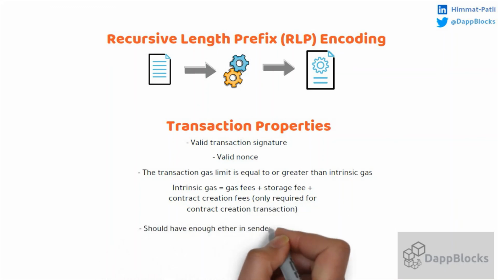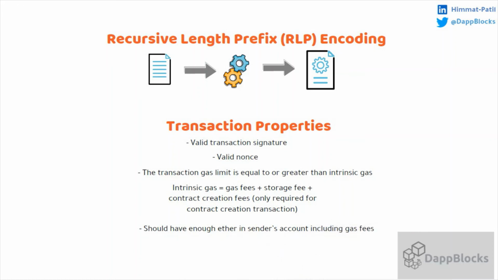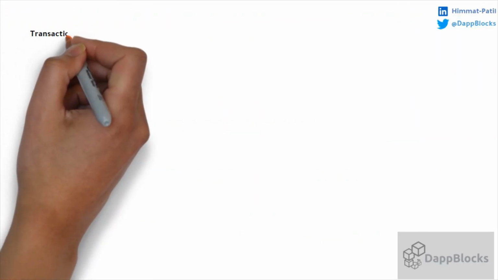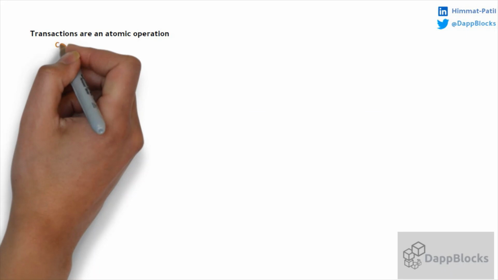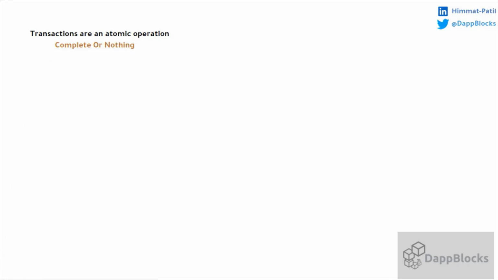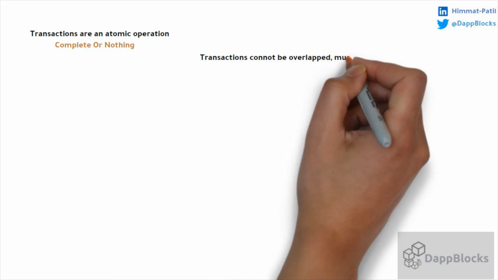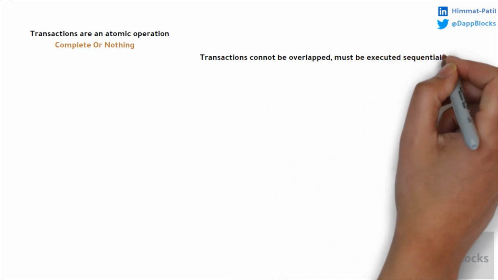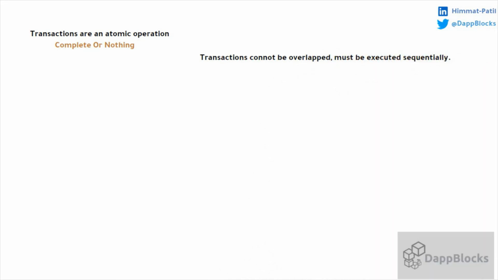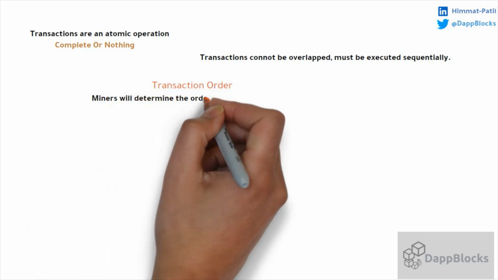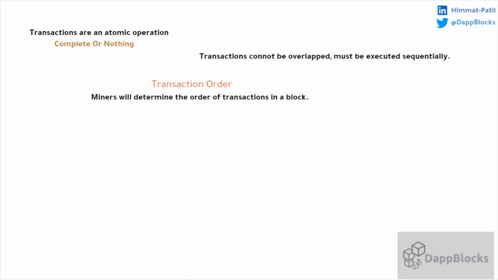It should have enough Ether in the sender's account including the gas fee. A transaction is atomic in nature, that means it will complete or there will be no effect. It can't be partial. A transaction cannot overlap, it should be executed in sequential order. The order of transactions is not guaranteed. Miners can determine the order in the block.